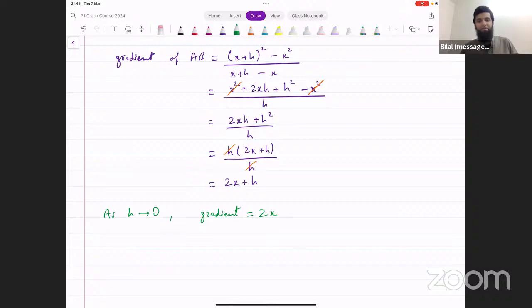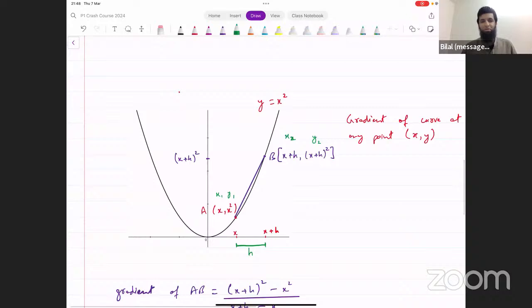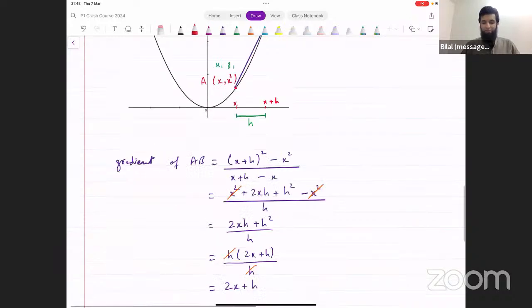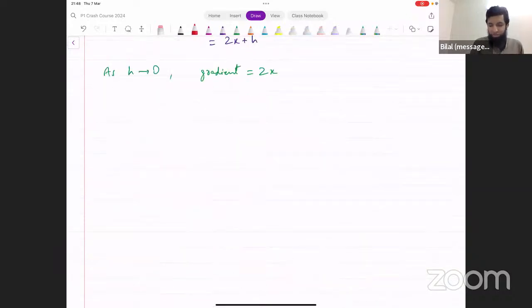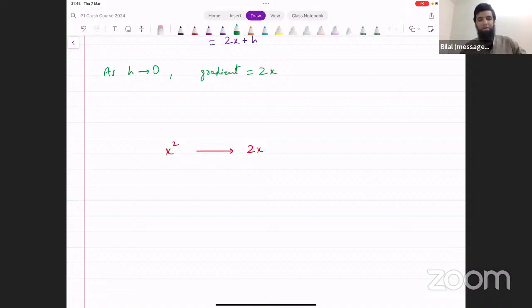And that actually gives us a general formula for the gradient of this function. Whenever we have a function like x squared, what is the gradient of that function going to be? The gradient of that function is going to be given by 2 times x. Now, if you wanted to find the gradient value at any particular point, you would just put the value of x of that point, and this expression is going to give you the gradient.